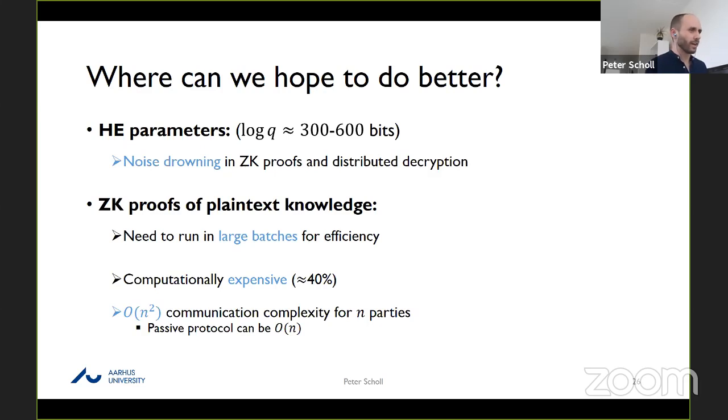So in particular, using these proofs of knowledge actually means the communication complexity of this protocol has to be quadratic in the number of parties.